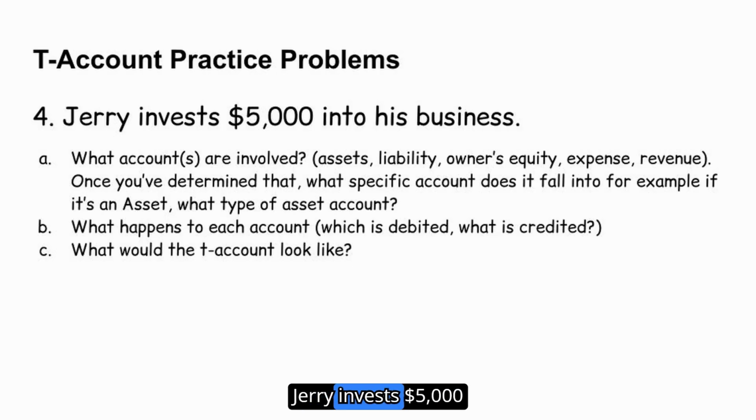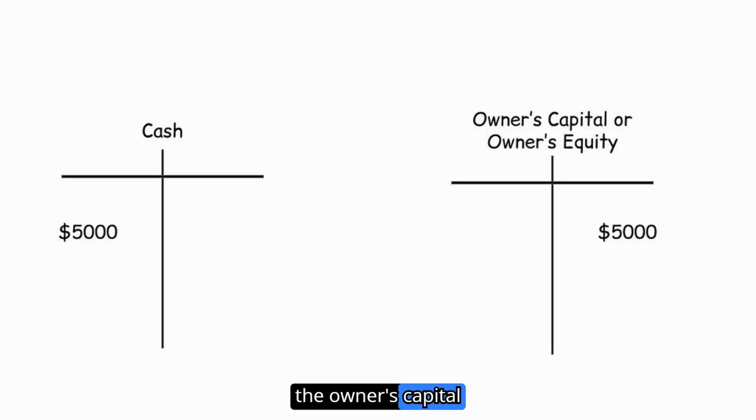In number 4, Jerry invests $5,000 in cash into his business. From the company end, we are gaining cash, which is an asset, so that means cash should be debited. But Jerry, the owner of the business, is also investing money into his own business, increasing the overall equity, meaning we credit the owner's capital account. Note that when the owner withdraws money from the business, we use the owner's drawing account, which is typically debited because the cash is going out of the company, meaning it's credited.